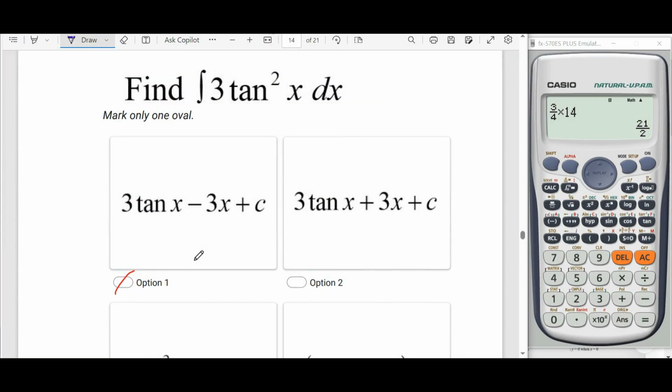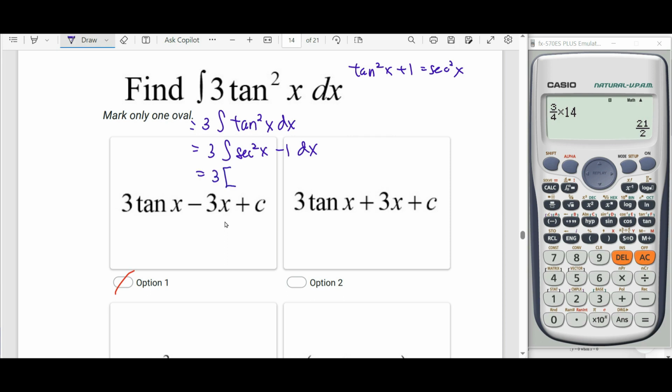Then integrate tangent squared. So to integrate tangent squared, we factorize out 3. Tangent squared we can simplify using the identity, where tangent squared plus 1 equals secant squared. So tangent squared equals secant squared minus 1. So once we change it to secant squared, integrating secant squared will give us tangent. So we can use our integration formula directly. And integrating 1, we get x plus c. So to expand this back, it will give you 3 tangent x minus 3x plus c. So this is our answer.